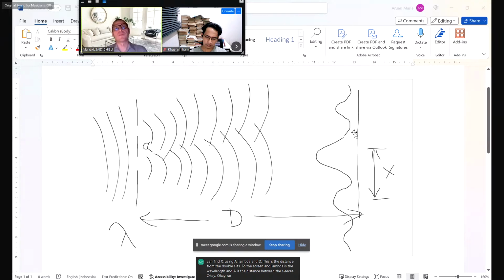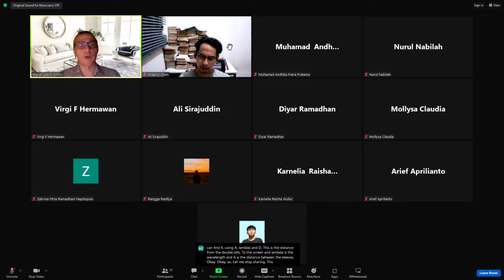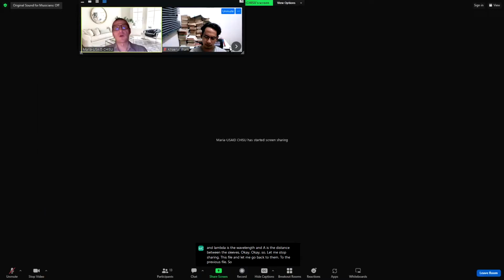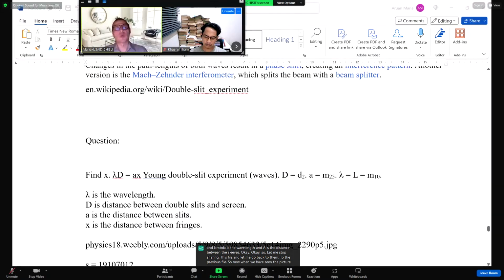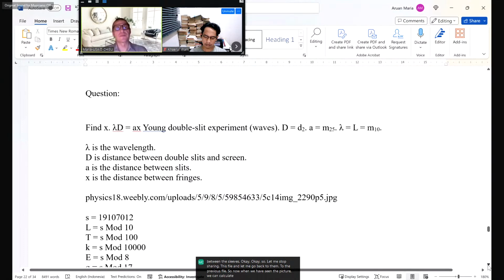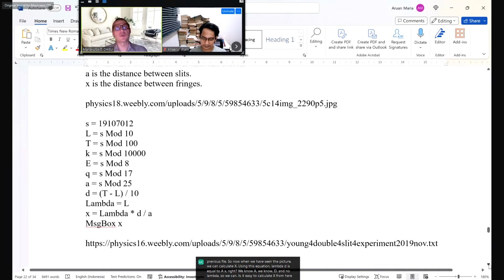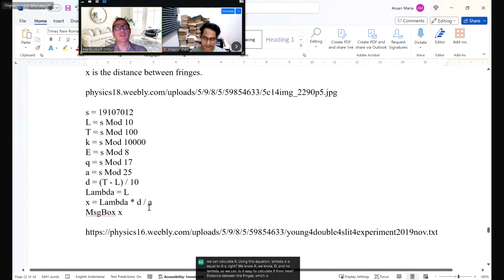Okay, so let me stop sharing this file and go back to the previous file. Now that we have seen the picture, we can calculate X using this equation. Lambda D is equal to A X, right? We know A, we know D, we know lambda, so we can easily calculate X from here. The distance between the fringes is lambda times D divided by A.